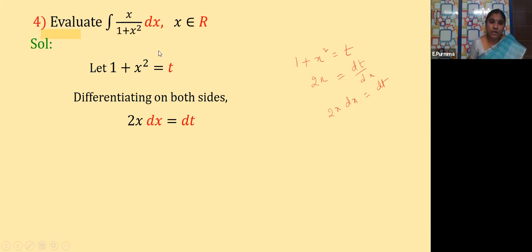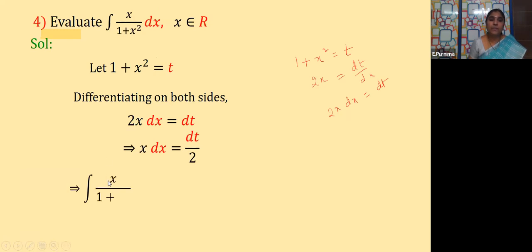Now if you observe in our sum, the numerator, what do we have, children? x dx is there. X into dx is there. Here we got 2x dx. In this 2x dx, our x dx is our numerator, or not? Yes. So only 2 is extra here. So let us send the 2 to the other side. So it becomes x dx is equal to dt by 2. Then in our sum, in the numerator, in place of x dx, we can replace dt by 2. And in place of 1 plus x square, we can replace t. So now let us do that.